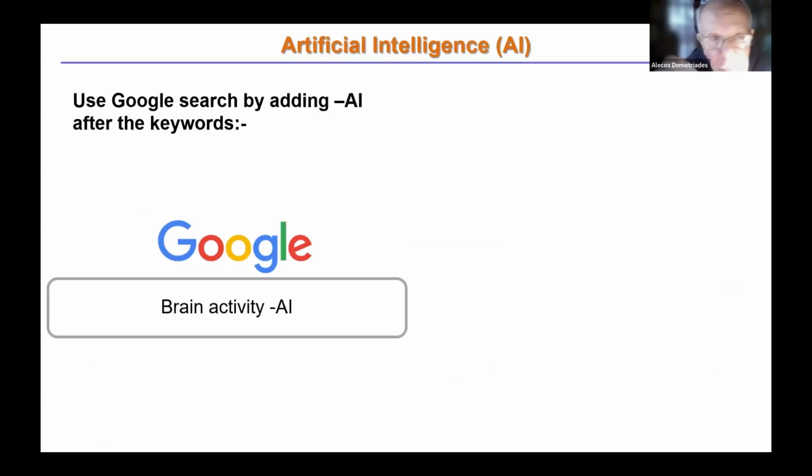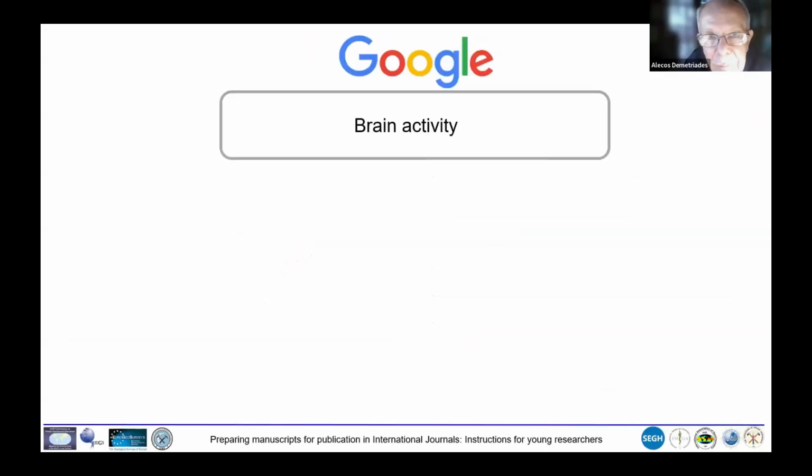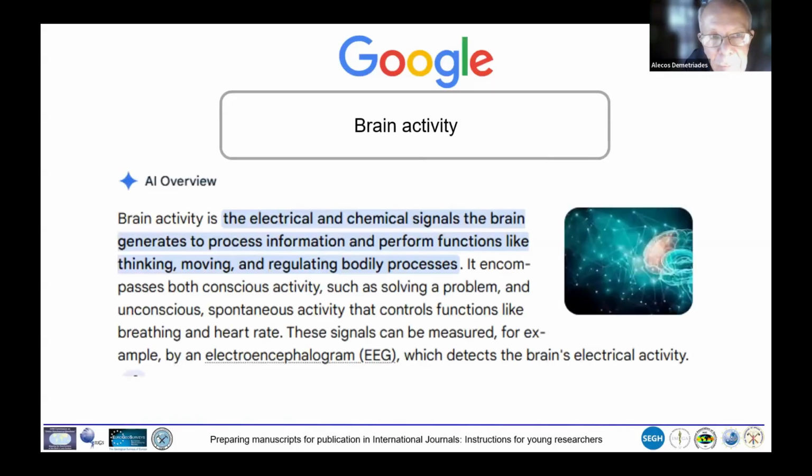Just for fun, I used in Google "brain activity -AI". Okay, when you write after your search words, keywords minus AI, Google gives you things that are on the web. And this is what I got. Now, when I use brain activity without the minus AI, I got this information.